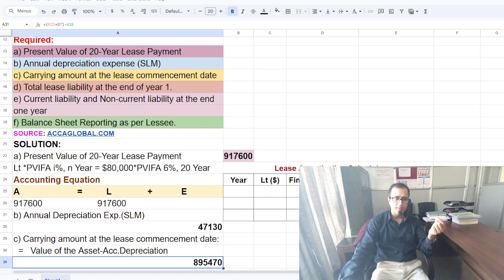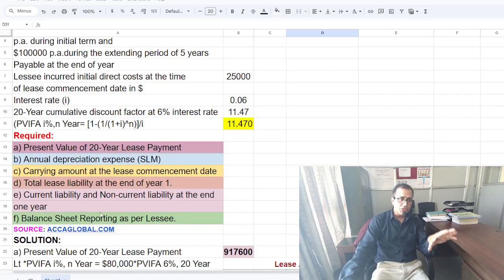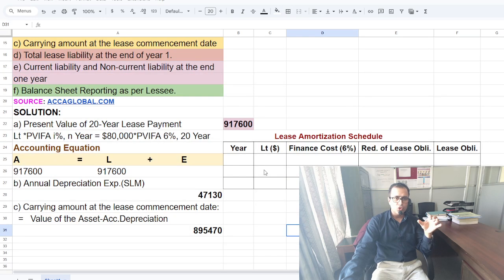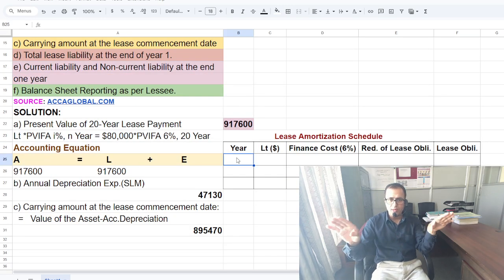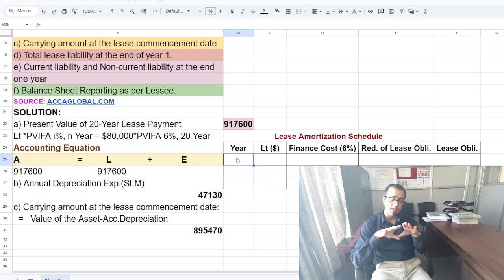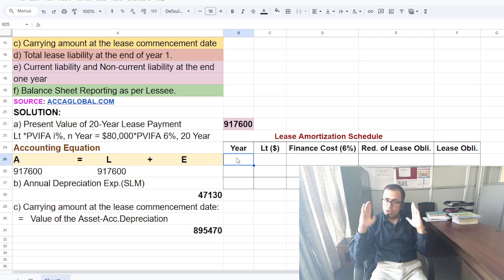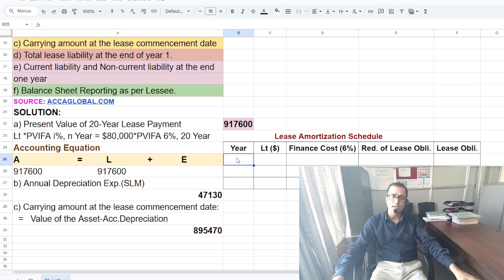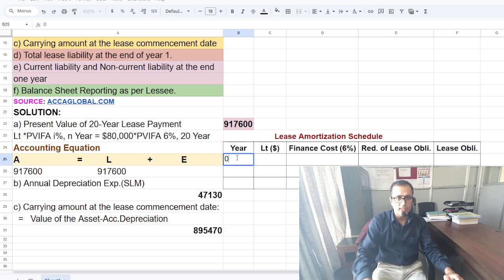8,95,470. Okay. Now again the question is about what would be the lease liability at the end of year 1. What is the current liability, and the non-current liability at the end of year 1, and how does the lessee report it in the balance sheet? So before that, you have to prepare the lease amortization schedule, but basically this is for the 20-year case. Otherwise, in 20 years it will be automatically amortized. So this is the 0.